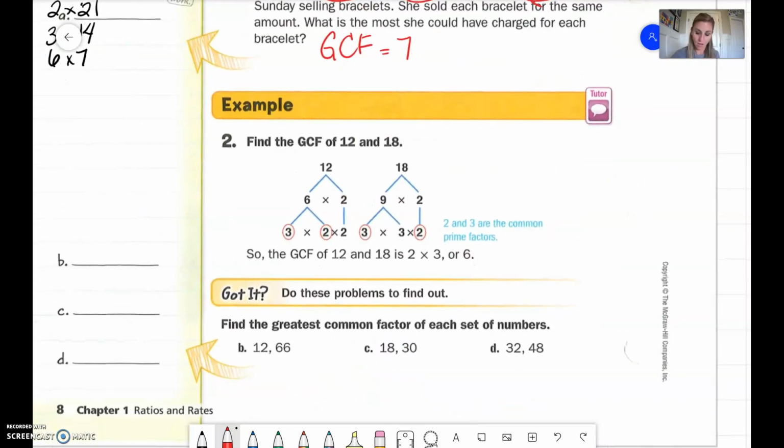And we're going to work on prime factorization. I love doing prime factorization. Okay, we're going to try to find the GCF of 12 and 18. Here's how you do it.